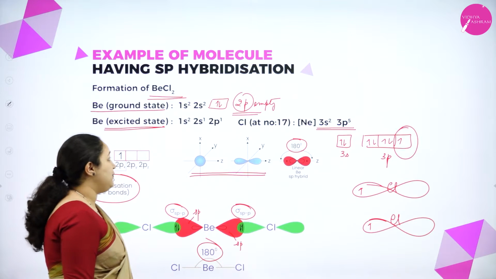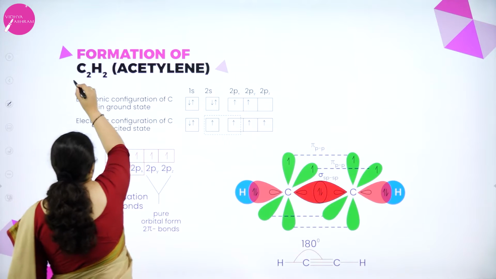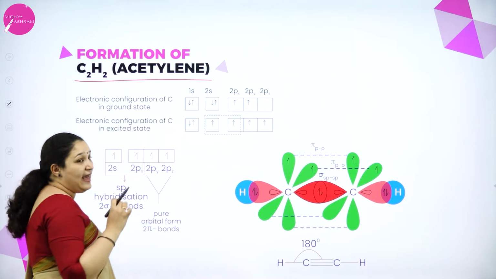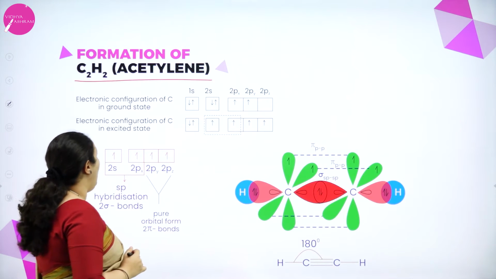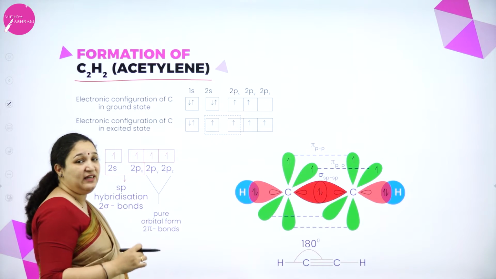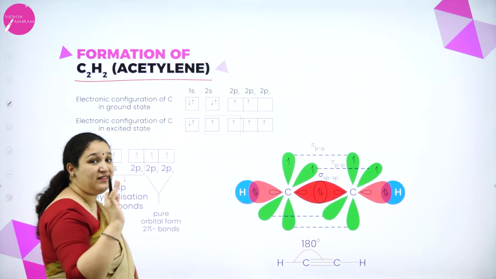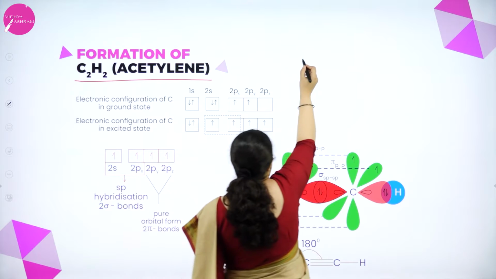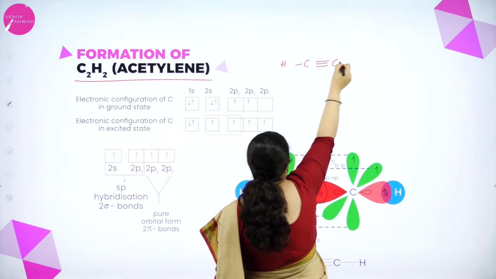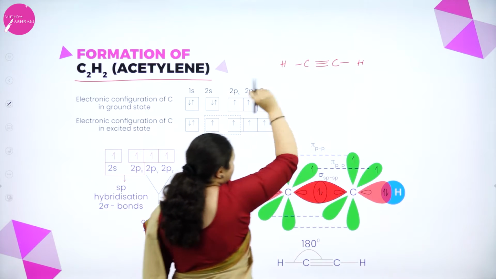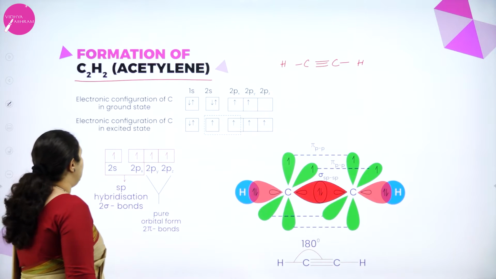Next we have one more example, C2H2, that is acetylene. Very important. I can also call it ethyne. C2H2 means it contains a triple bond, isn't it? Ethyne has 2 carbon atoms with 3 bonds between them, and 1 hydrogen on each. This is the structure if I have to write it. Now we'll see what happens with the carbon atom.